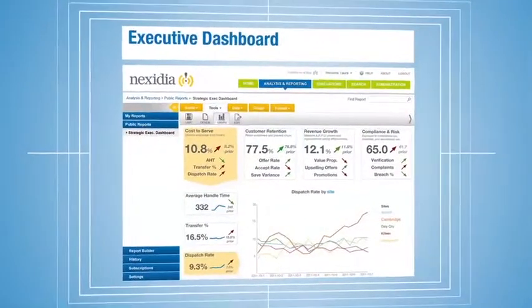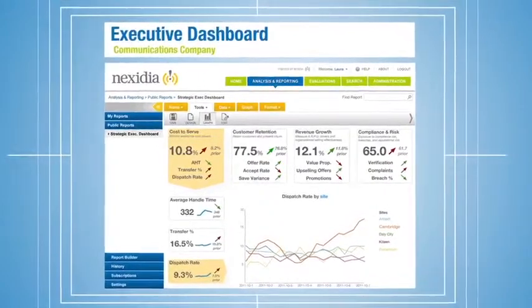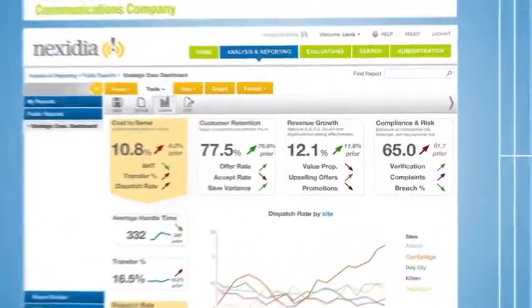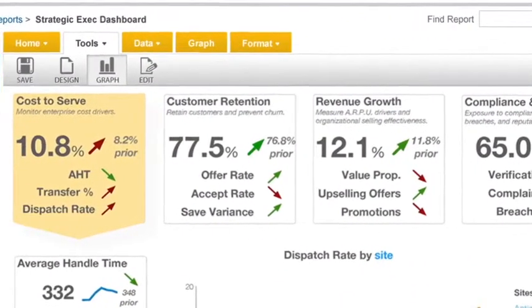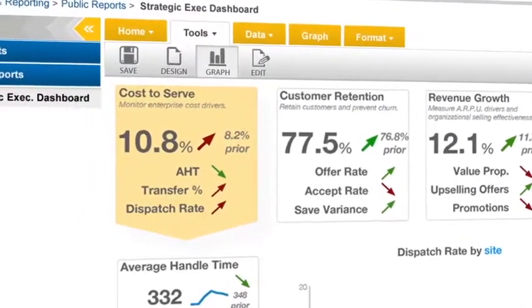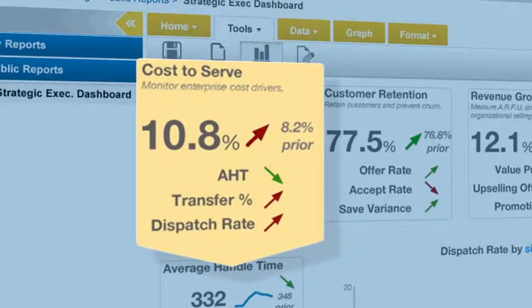Let's take a look. Here's how it works. Start by using the executive dashboard to keep a pulse on the biggest drivers of cost. We'll use a communications company example. In this company, anytime a customer has a problem, they call. And if we can't fix the issue on the call, we send a technician to their house. Handling customer issues, whether on the phone or in person, is our cost to serve.